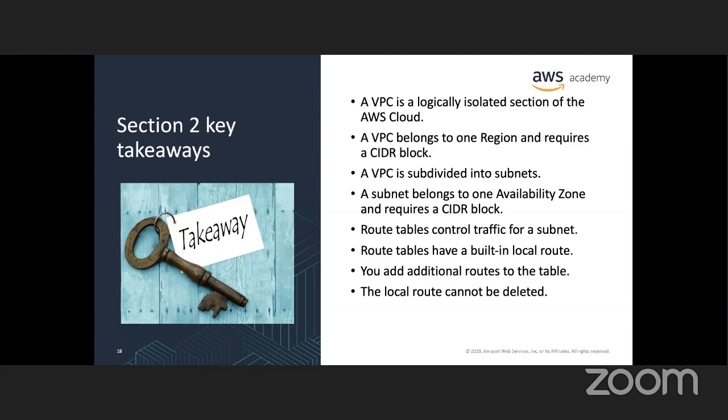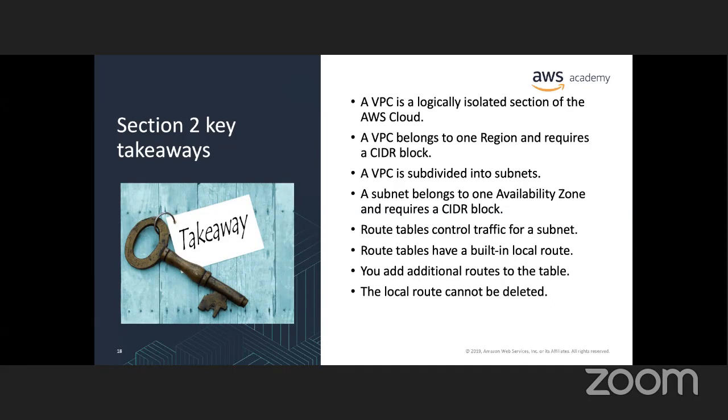A subnet exists in only one availability zone, and subnets cannot overlap. Don't forget that. Route tables control traffic for subnets. That's why there's not a choice: we must have a route table per subnet. Route tables have a built-in local route, which has a destination and a target.